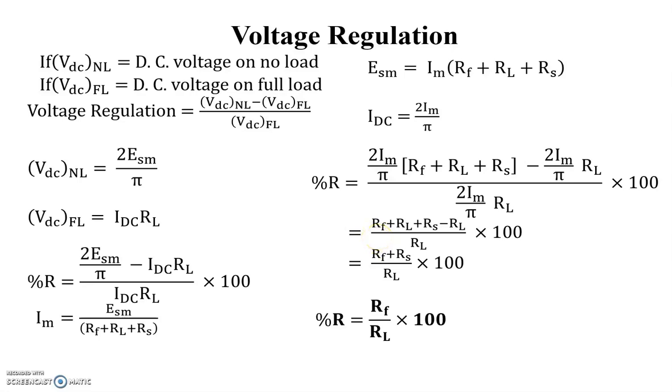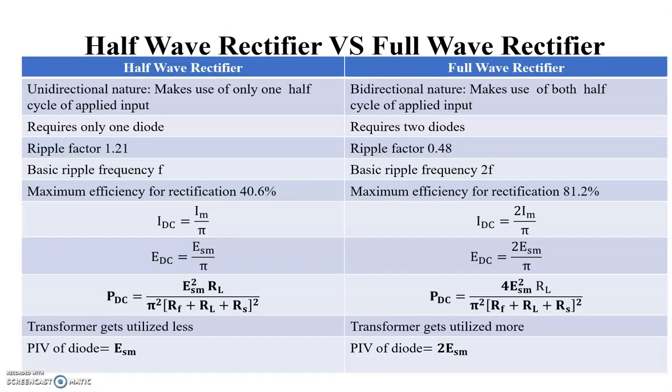Next we are going to compare the half-wave rectifier and the full-wave rectifier. So what is a half-wave rectifier? The half-wave rectifier is of unidirectional nature, which means it makes use of only one half cycle of the applied input. The full-wave rectifier is of bidirectional nature and makes use of both half cycles of the applied input. The half-wave rectifier requires only one diode, whereas the full-wave rectifier requires two diodes.